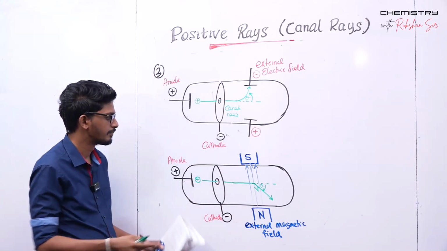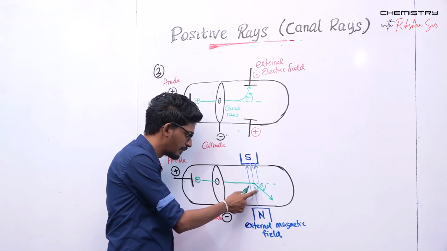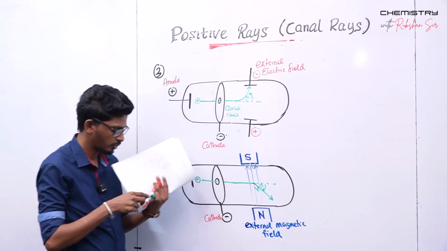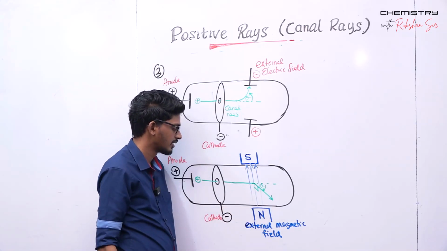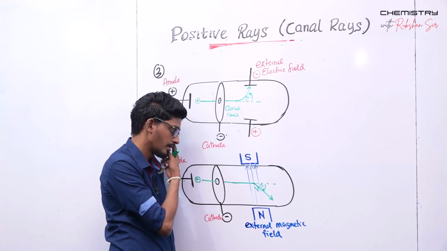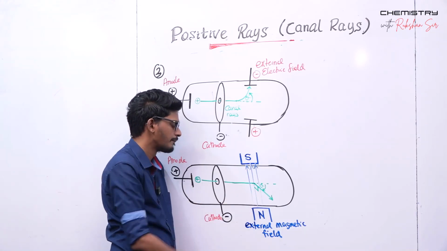See, it is perpendicular to the field. Not towards any of the poles. Yes, it will come towards ourselves. Some deviation is there, but it is perpendicular to the magnetic field.